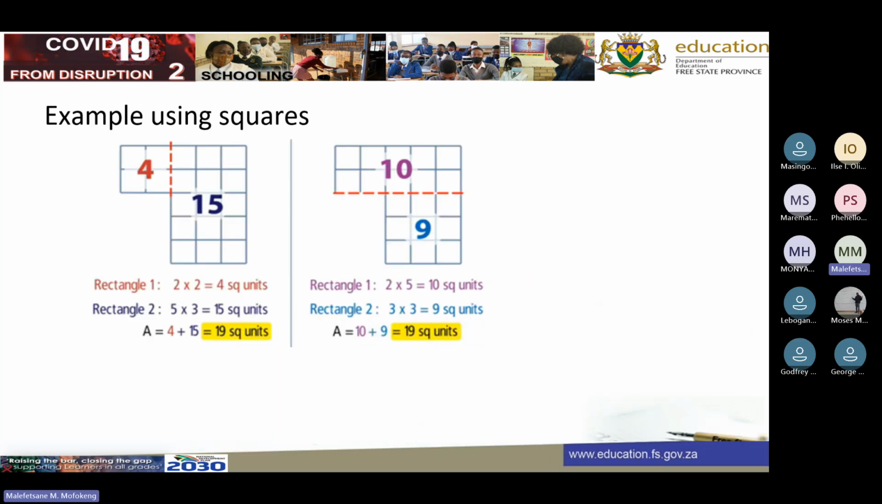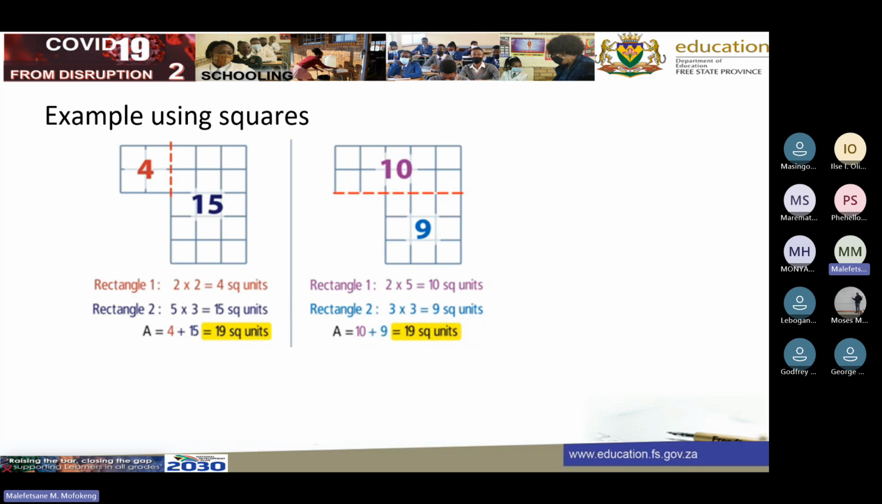Here is an example of the third one, decomposing the shape. Example, if you use that to find the area of the first figure, you cut the shape into two shapes from the one that is given. The first one has 4 square units inside. The other one has 15 square units. Therefore, you have to add the two to get the total area of the shape.